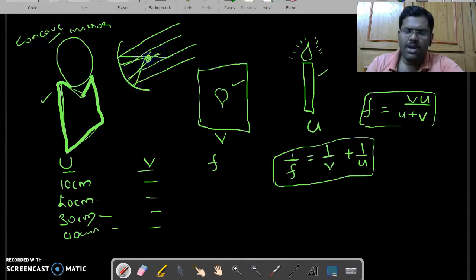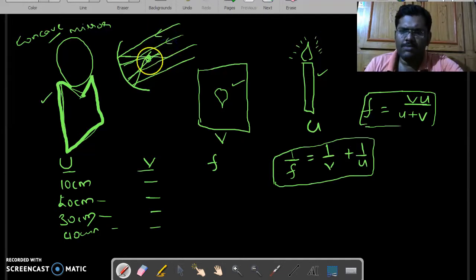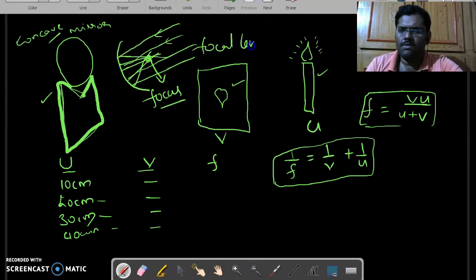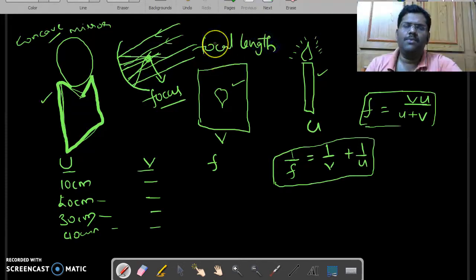At that point, we get a bright spot. There you need to keep a screen or a paper. After some time, you can observe that the paper burns out due to the large amount of heat energy falling upon it. When all the light rays fall upon the paper, it gets burned out. That point is considered the focus, and the distance from the focus to the pole is considered the focal length.